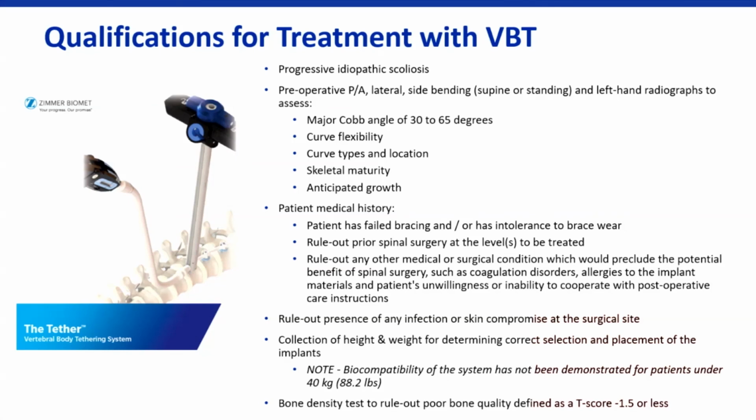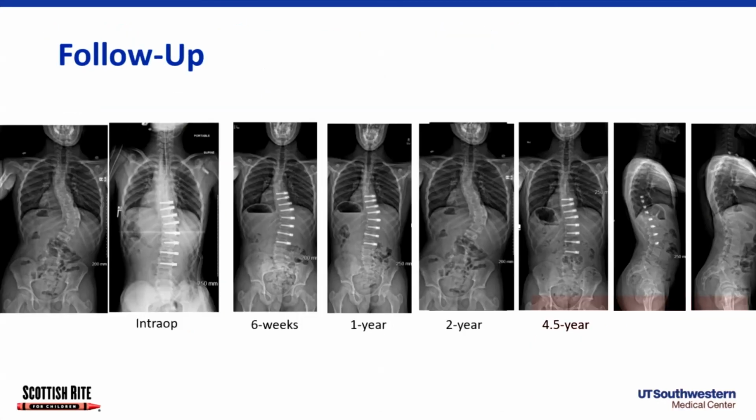The indications are for children somewhere between 30 and 60 degrees, and think about vertebral body tethering like an internal brace. For those children that don't wear the brace, for those children that aren't indicated for the brace, vertebral body tethering is an option, and it keeps the spine mobile, but also tries to grow the spine straighter. And so this is an indication, and we're happy to talk about the details of that.